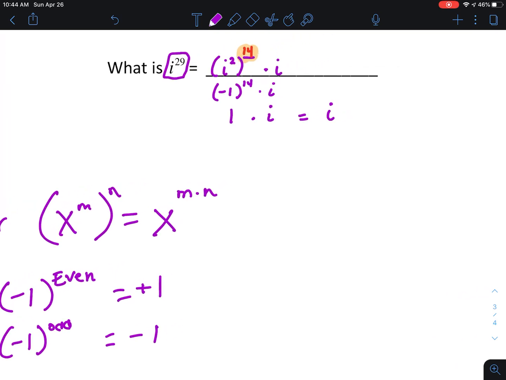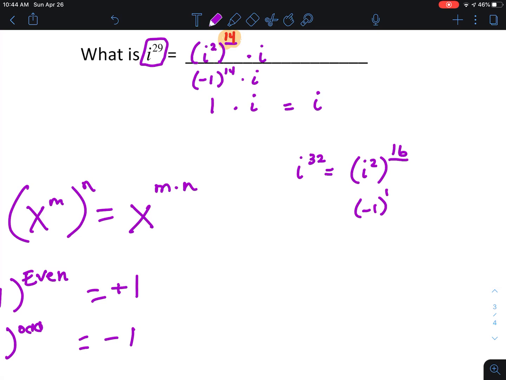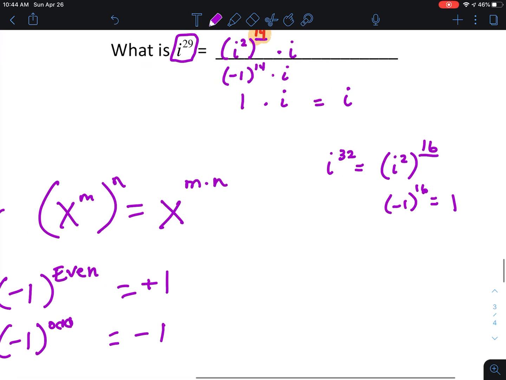That's interesting, isn't it? Let's just do another example here. What if we had i to the 32nd power? Remember, we're going to raise i squared to something to get it as close to 32 as we possibly can. Okay, so i squared to the 16th is 32, right? I to the 32nd, so we don't need to add another i. So we have negative 1 to the 16th. Negative 1 to the 16th is 1. So i to the 32nd is equal to 1.